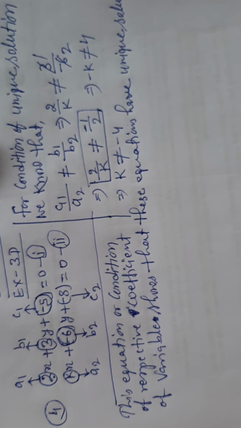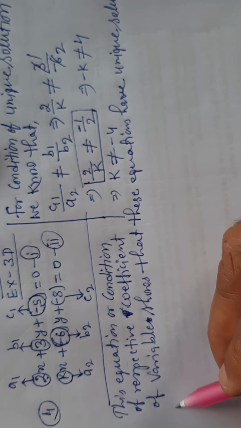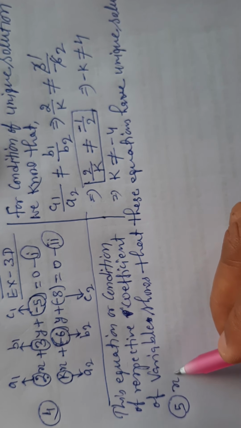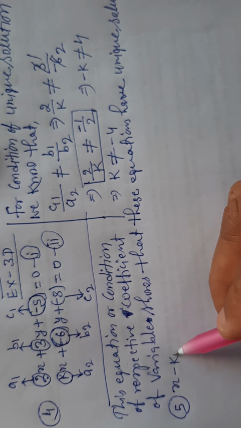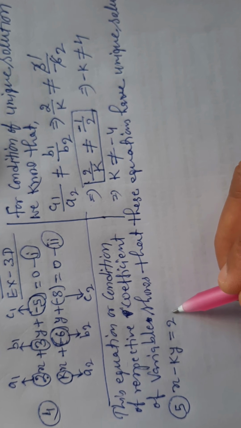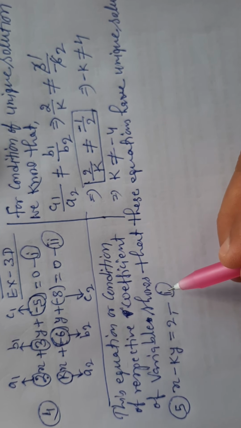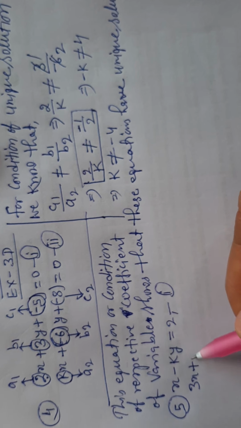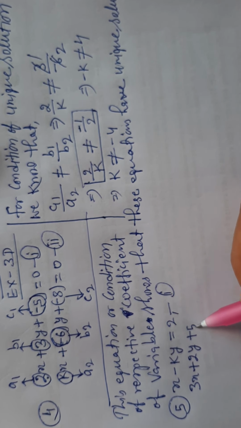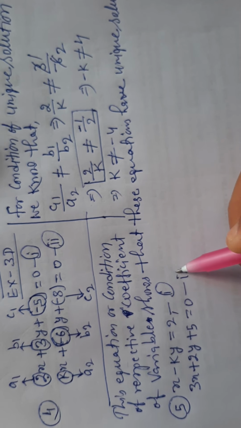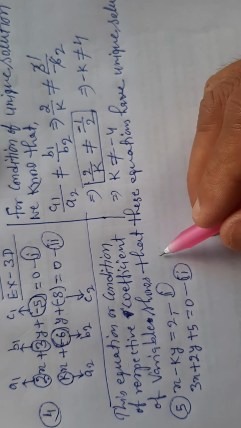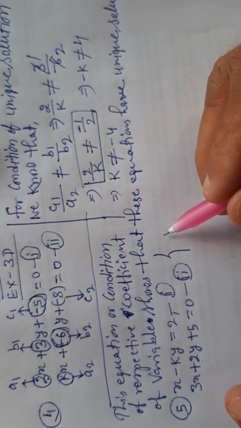Next, question number 5. Equation 1 is x minus ky is equal to 2, and second equation is 3x plus 2y plus 5 is equal to 0. Equation 2.